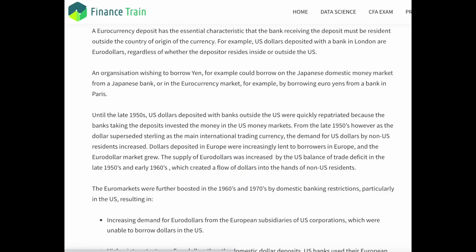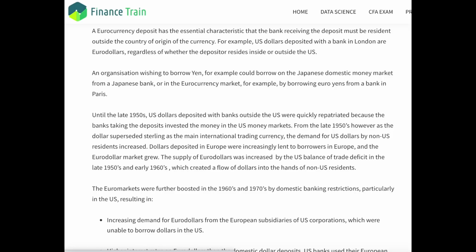financetrain.com. It says a euro currency deposit has the essential characteristics that the bank receiving the deposit must be resident outside the country of origin of the currency. So it's got nothing to do with the euro. This has been going on much longer before the euro.